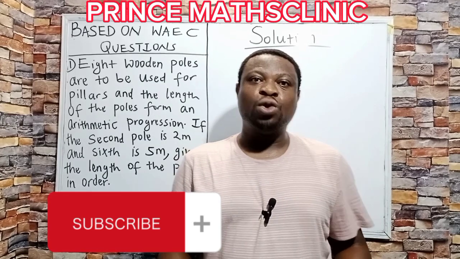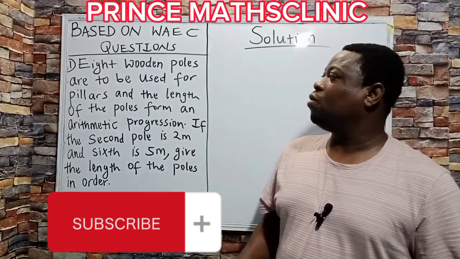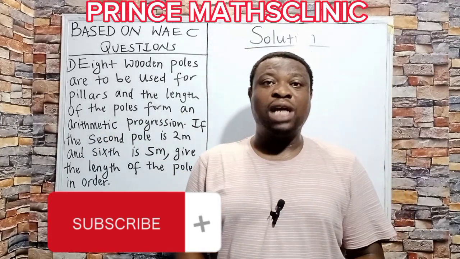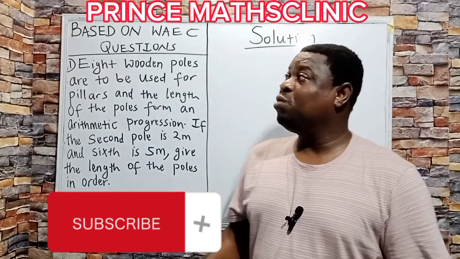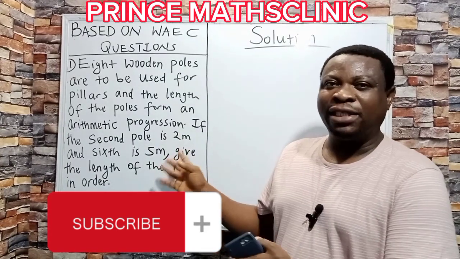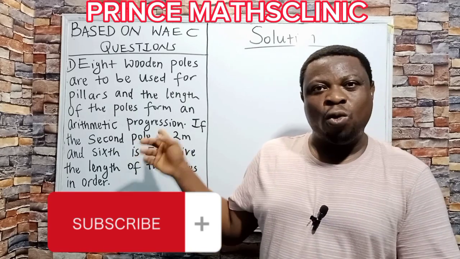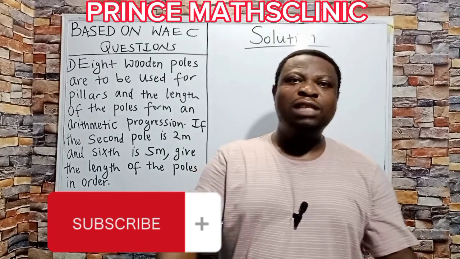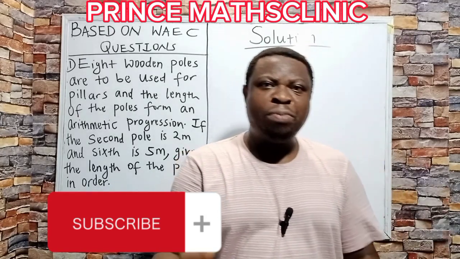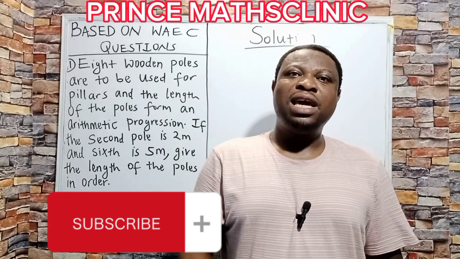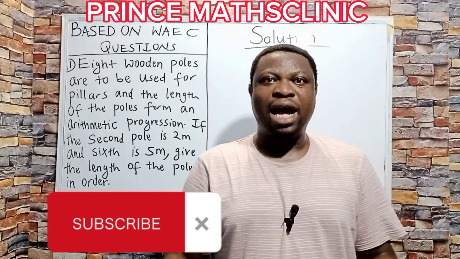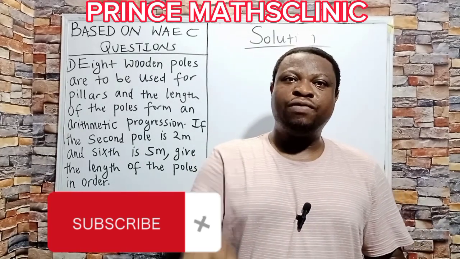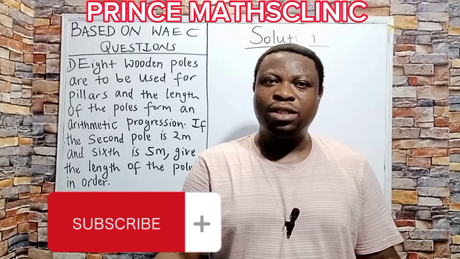But before I go into the solution, let me explain what an arithmetic progression means. Because if you don't understand what an arithmetic progression means, you will not be able to carry out the particular operation that is required to get the remaining lengths of the poles. An arithmetic progression, in simple words, is a set of numbers in order such that the difference between the consecutive terms is a constant number.